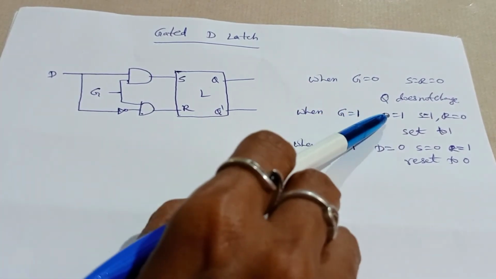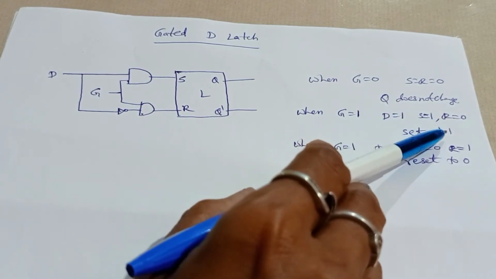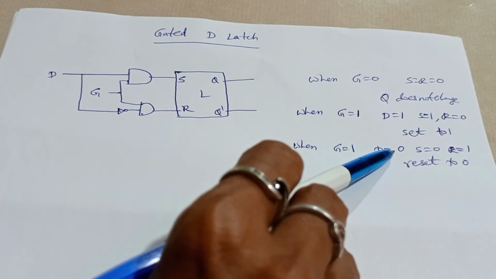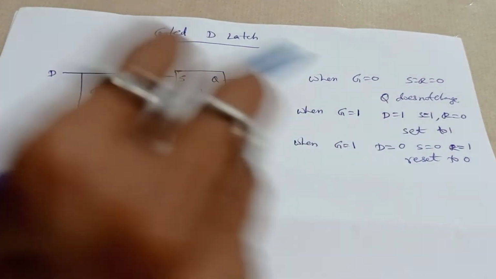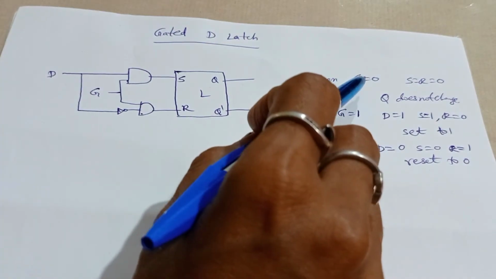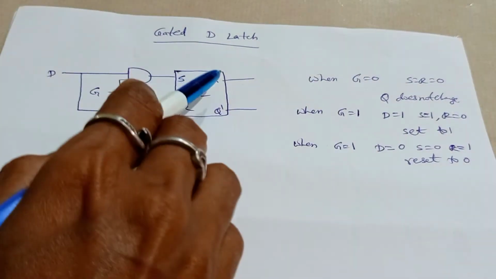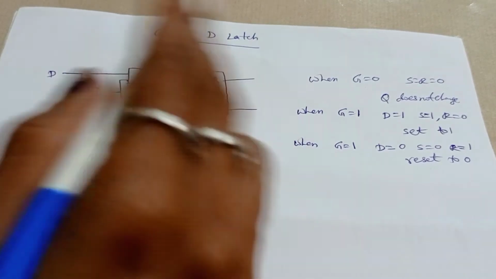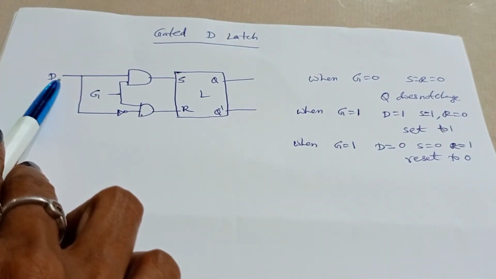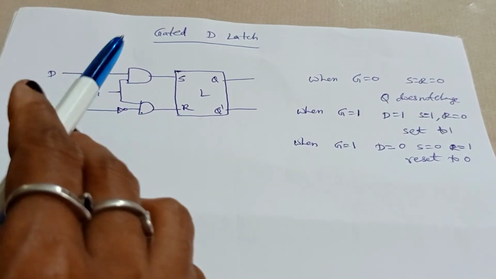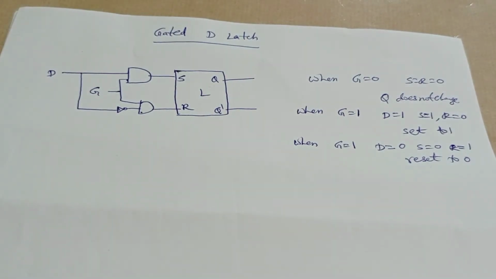Always G should be 1 and when D is equal to 1, then output Q is 1. When D is equal to 0, output becomes 0. When G is equal to 1, the Q output holds the last value of D, that means no state change. This type of latch is also referred to as transparent latch because when G is equal to 1, the Q output is the same as the D input. When G is equal to 0, it is holding. So it is also called a transparent latch.